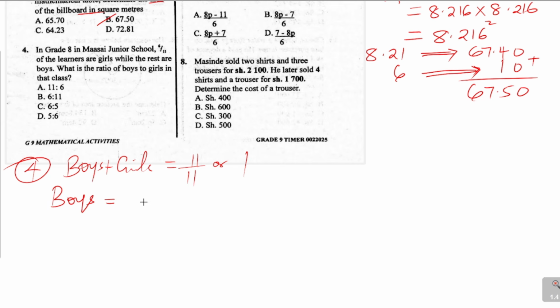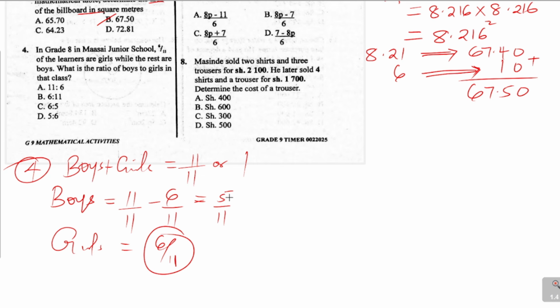So how do you get the boys? To get the boys, you take the whole fraction of the total, that is boys plus girls, which is 11 over 11, or 1. Then subtract the girls, you'll be left with the boys. So this will give 5 divided by 11. So now you have the girls are 6 divided by 11, the boys are 5 divided by 11. Now after doing that, we get the ratio of boys to girls.